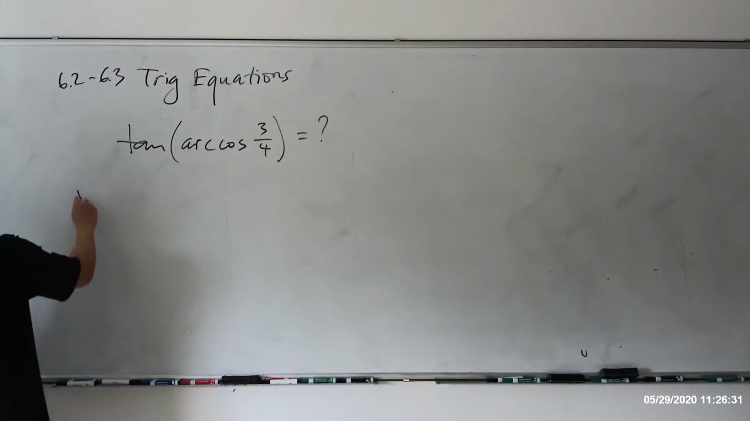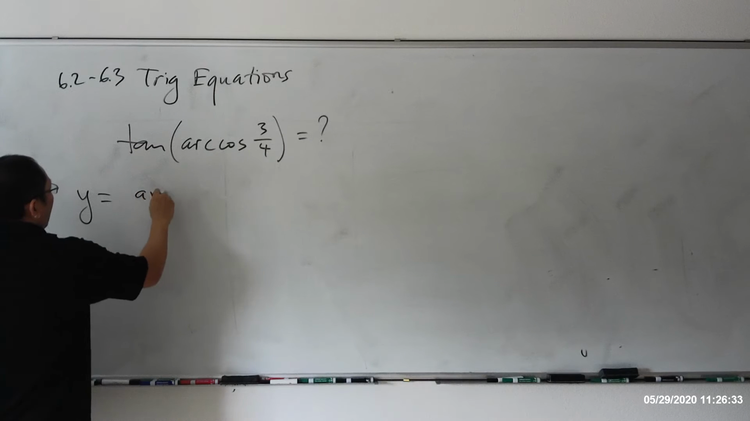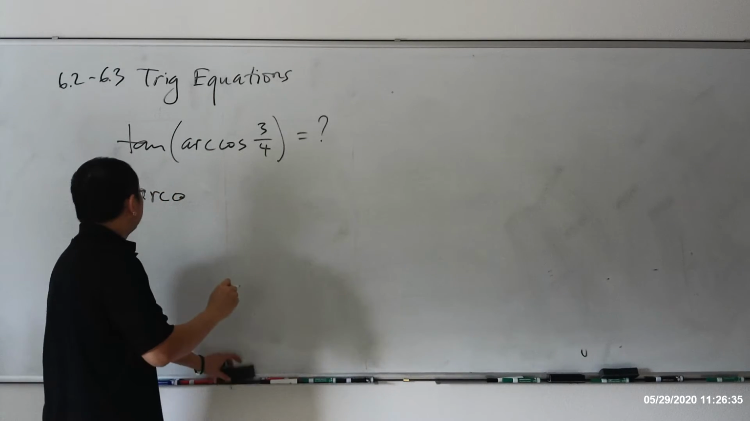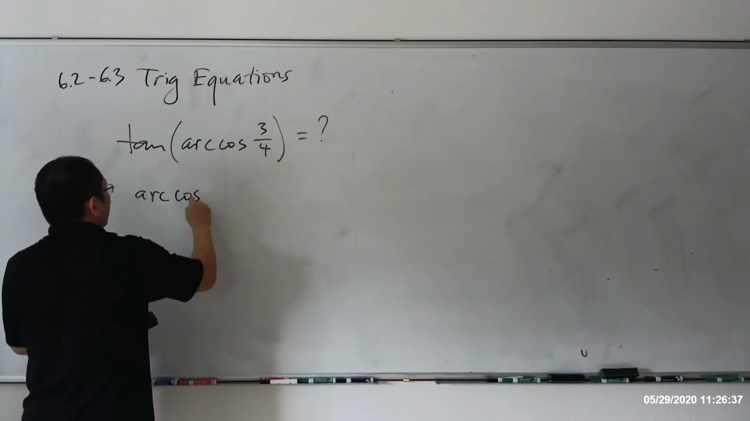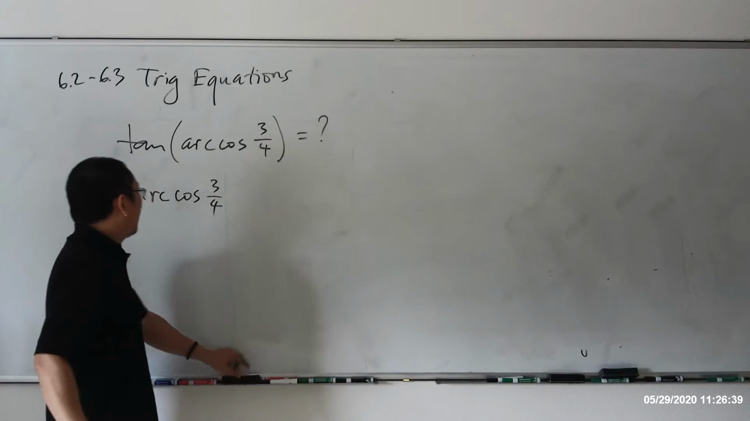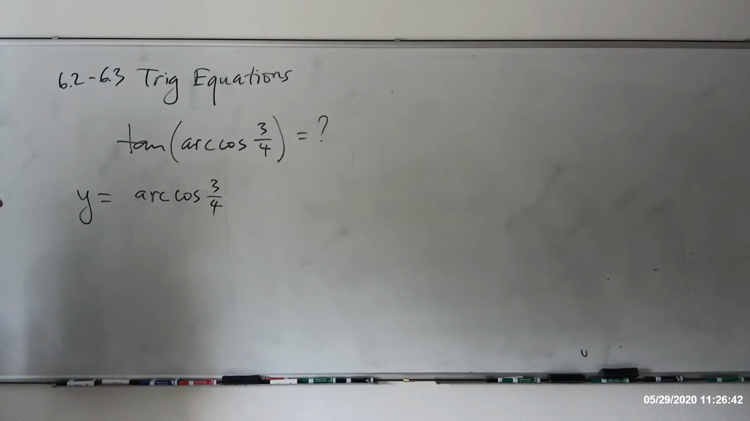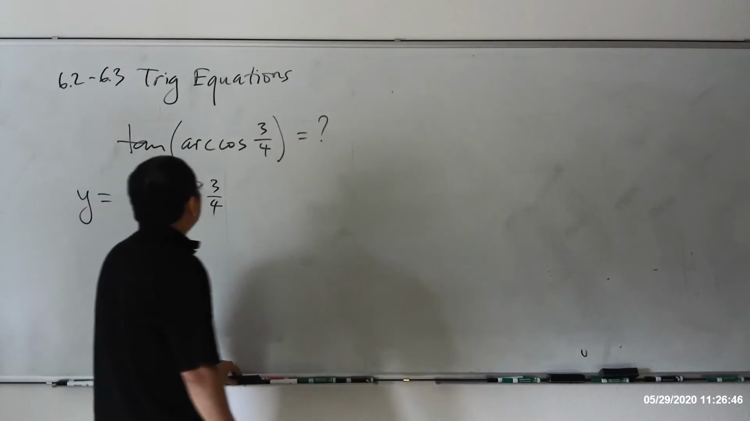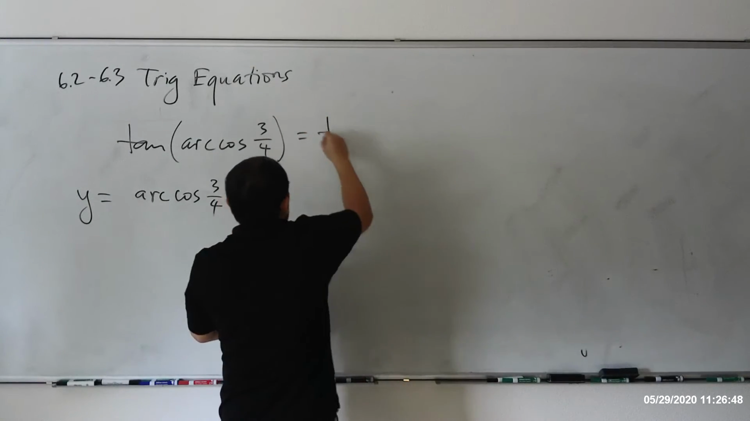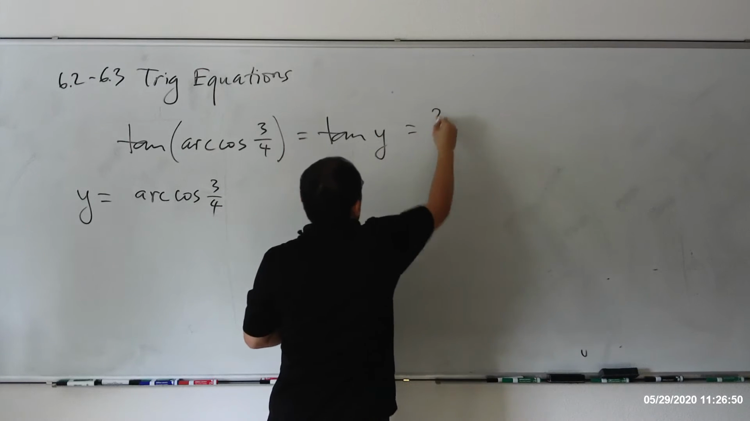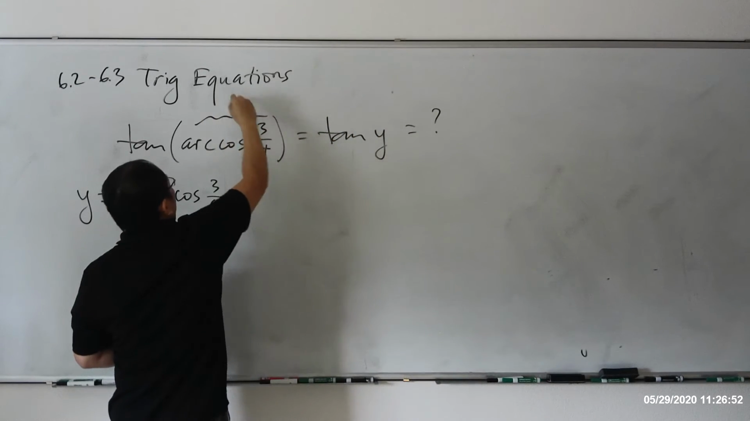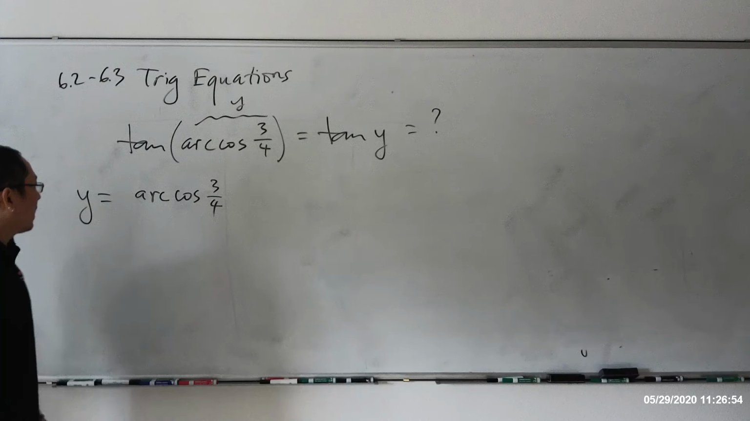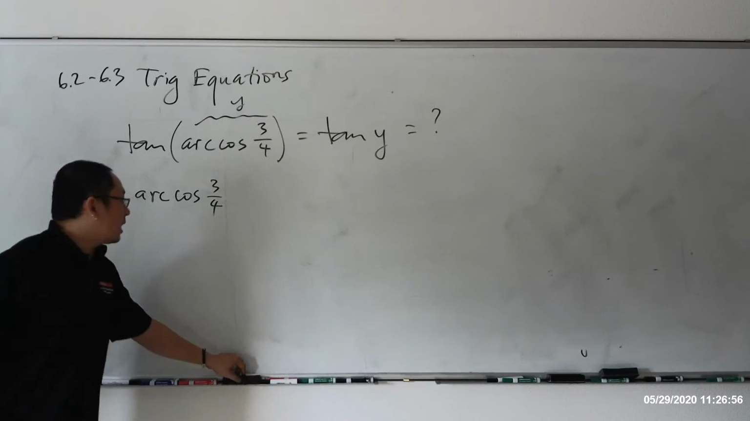So I'm going to let y equal to arc cosine of 3 over 4. By the way, arc cosine is the same thing as cosine inverse. So you let y equal to arc cosine of 3 over 4. This problem is no more than what? What is tangent of y equal to, right? Because you let the whole thing right here be y.